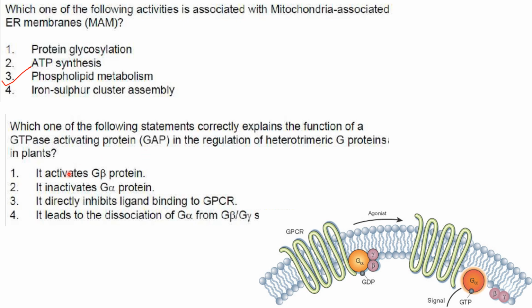bound form. So GTPases, they activate G beta protein. That's not correct. G beta is not bound to any GTP or GDP. It inactivates G alpha protein. That's correct, because G alpha gets active only when it is bound to GTP. And what does GTPase do? They convert the active form to the inactive form. So 2 is correct. It directly inhibits ligand binding to GPCR. No, it leads to dissociation of G alpha from beta gamma. That happens only when G alpha is bound to GTP. So 4 is also not correct.